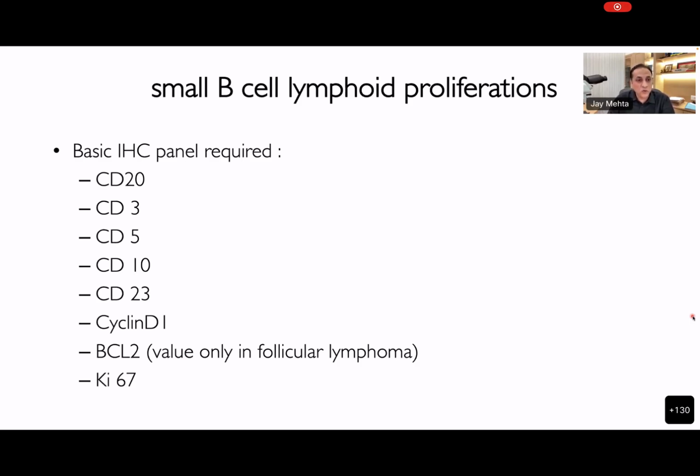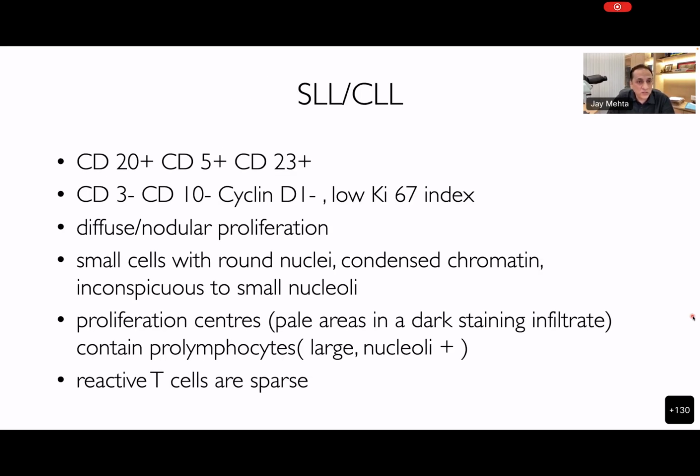And at some stage, I'll go through the individual immunostains, what they actually mean, and what's the importance of that. So coming to CLL, SLL, that's one of the small B-cell lymphomas which expresses CD5. Essentially, CD5 is a T-cell marker. It's expressed by two B-cell lymphomas: one is SLL-CLL and one is mantle cell lymphoma.